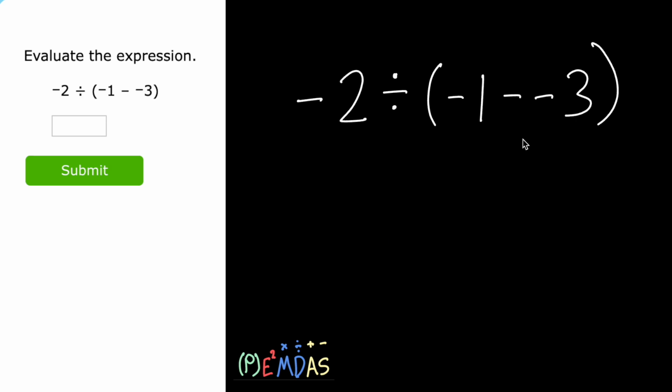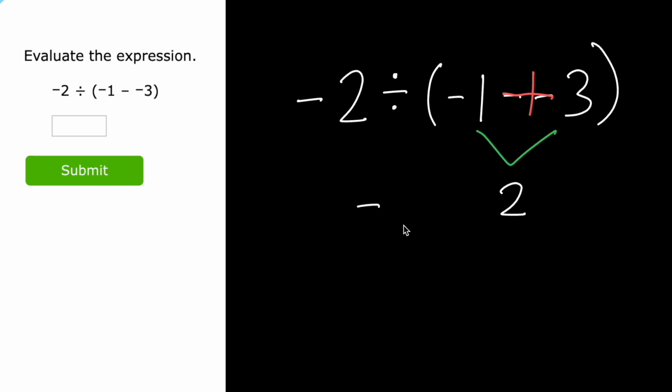For this last question, we have to solve the parentheses before we can divide. So we'll start with -1 minus -3. Now remember, minus negative is the same as a positive. So we have -1 plus 3 gives us 2. Then we have -2 divided by 2 gives us -1.